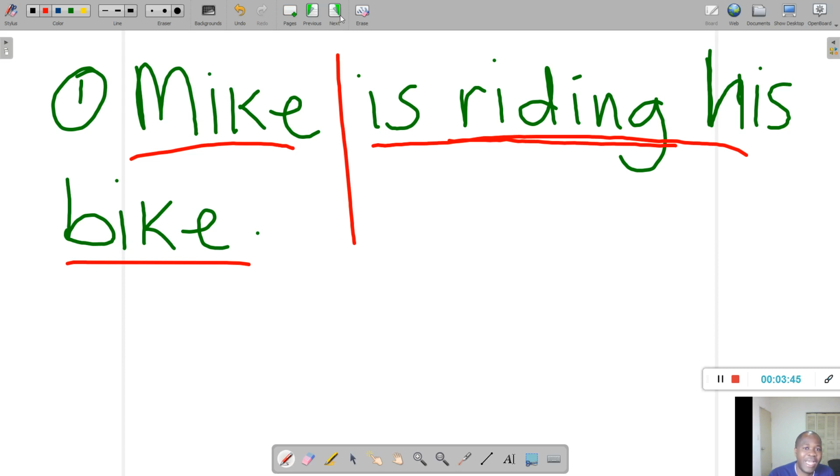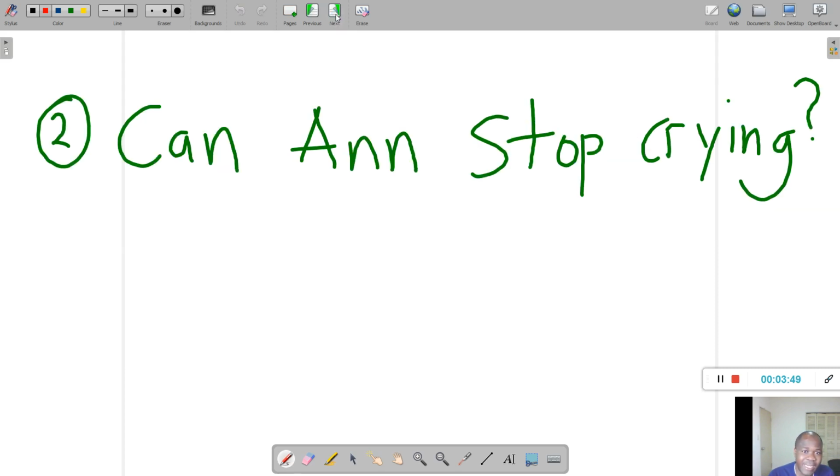We go to the next example. And it says, can Anne stop crying? Can Anne stop crying? So here, the action we are looking at, we have stop, which is a verb. You have to be very careful. Then we have crying, which is also a verb. But the main action is crying. So crying becomes the verb. Can Anne stop crying? Not stop, but crying.